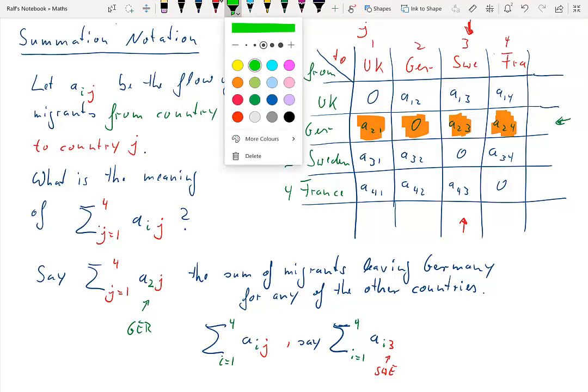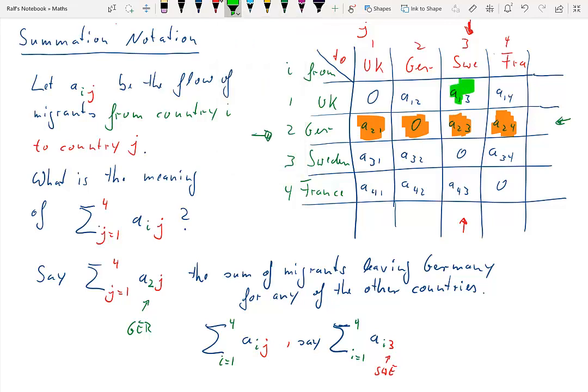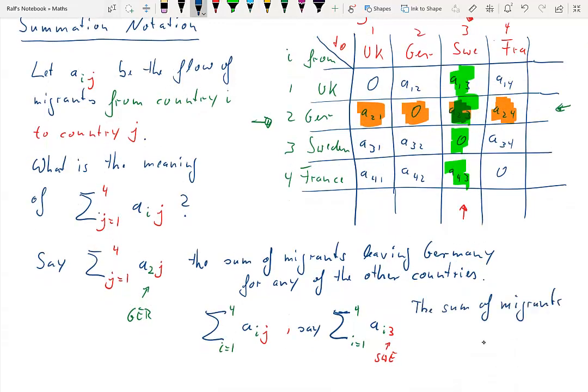Let me just choose a different color here. That's green. Let's choose green. So we are just summing up all of these 4 values, one of which is 0 because it represents immigration from Sweden to Sweden, which we defined as 0. So the meaning of this is the sum of all the migrants coming to Sweden from the other 3 countries, or formally from all 4 countries, but we set migration from Sweden to be equal to 0. So these were simple sums. Let's look at a double sum.